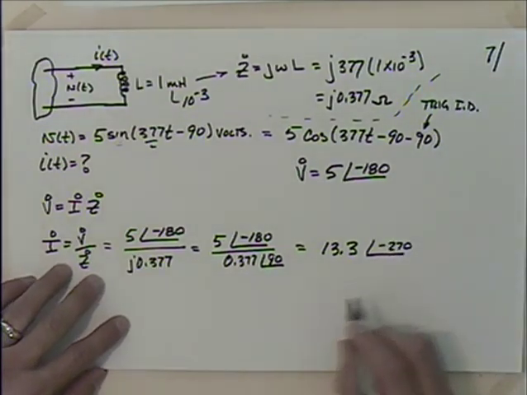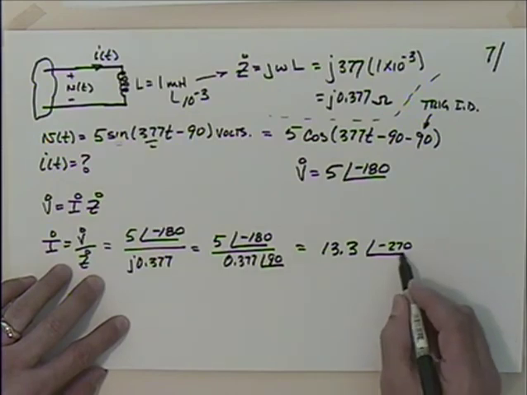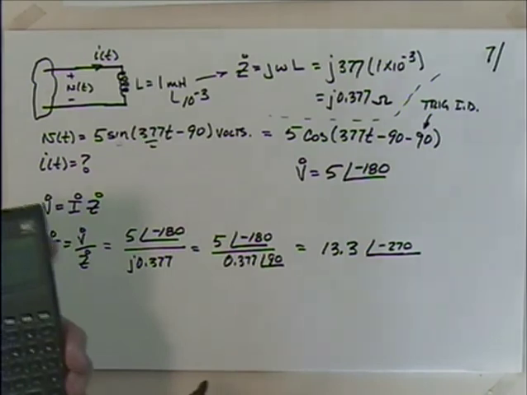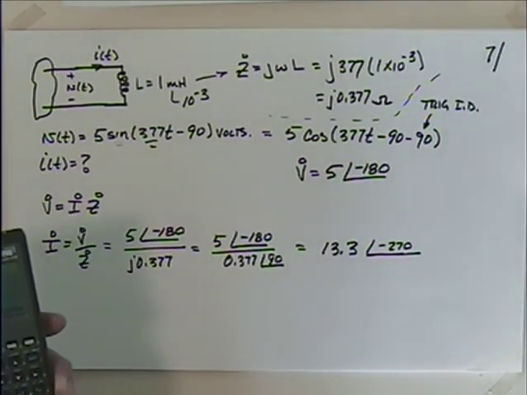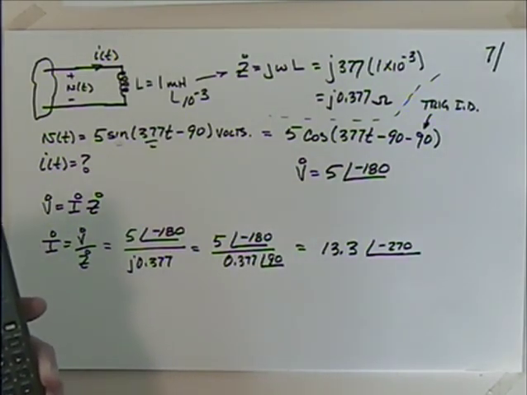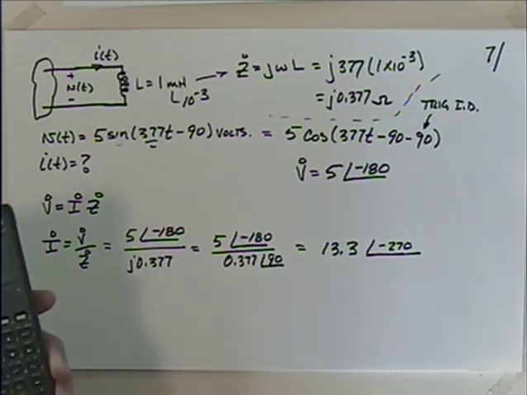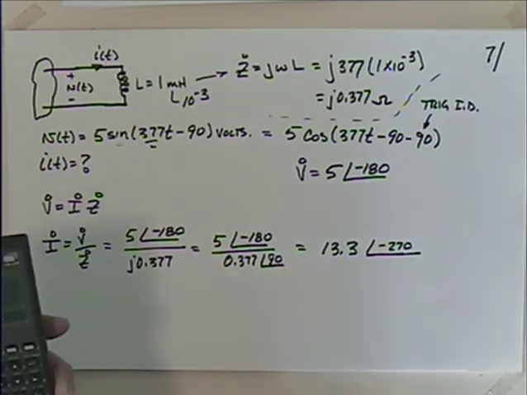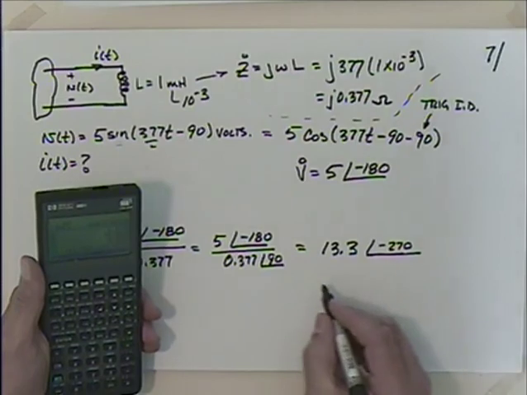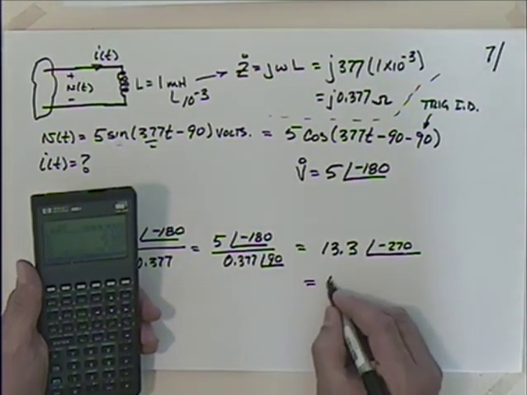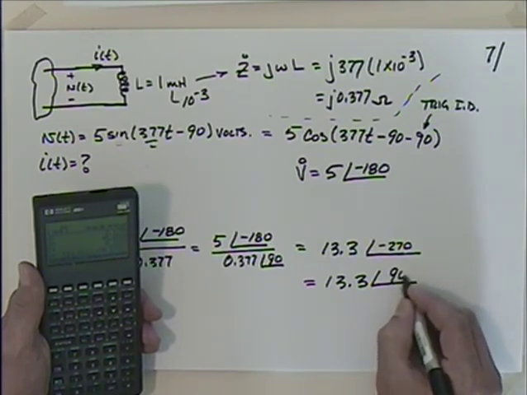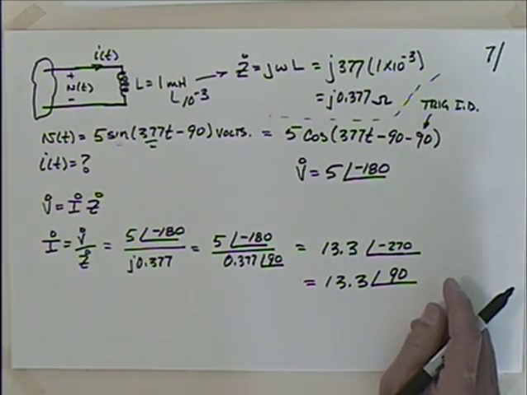Okay. Probably, if you have a calculator, maybe I'll just throw it into the calculator and give this a try. When it comes back with the answer, it said that it was equal to 13.3, that's good, at an angle of 90. Whoops, is there a mistake somewhere?